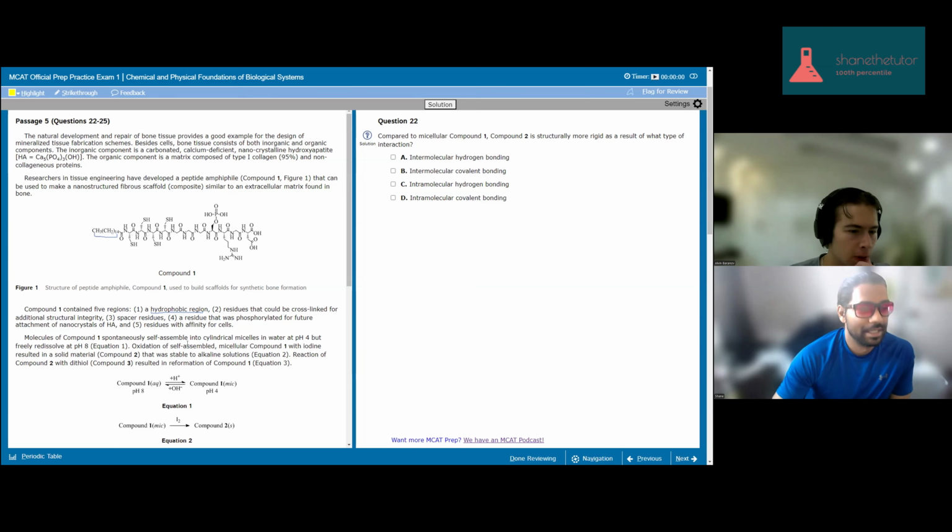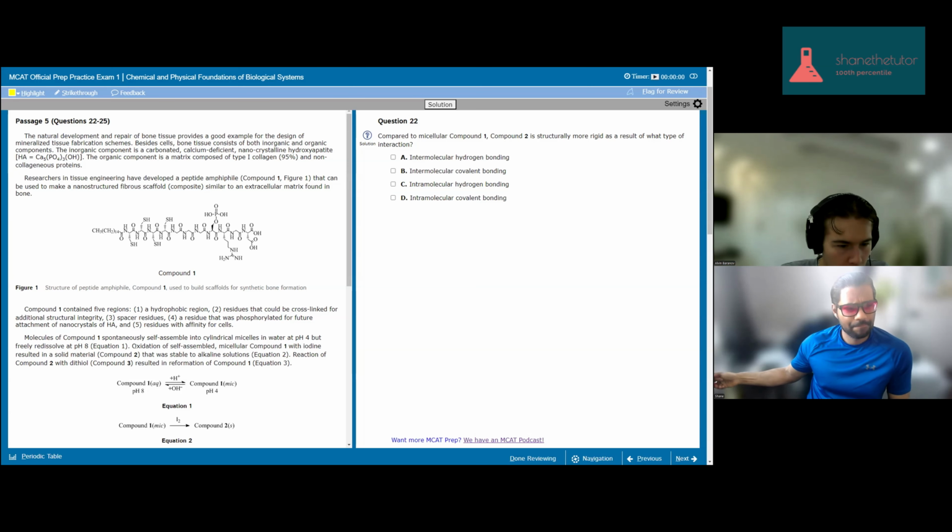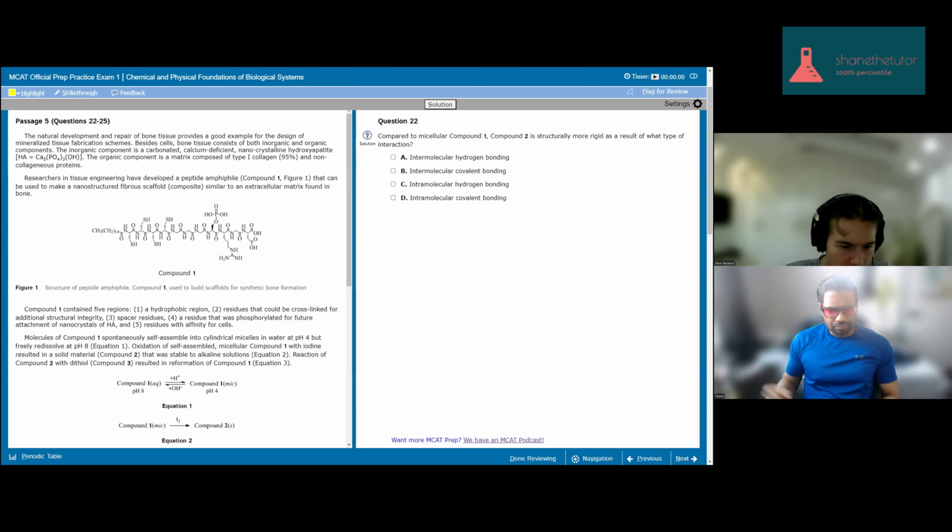Molecules of compound 1 spontaneously self-assemble into cylindrical micelles in water at pH 4, but freely dissolve at pH 8. Oxidation of self-assembled micellar compound 1 with iodine resulted in a solid material, compound 2, that was stable to alkaline solutions. Equation 2: reaction of compound 2 with diethyl compound 3 resulted in formation of compound 1.